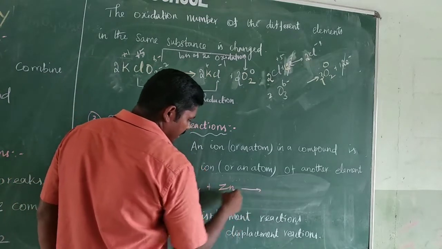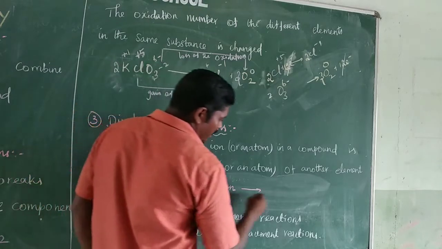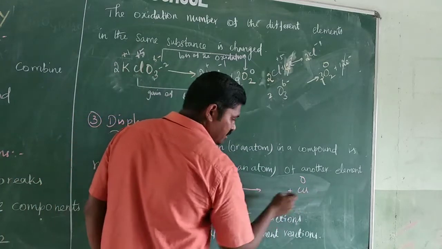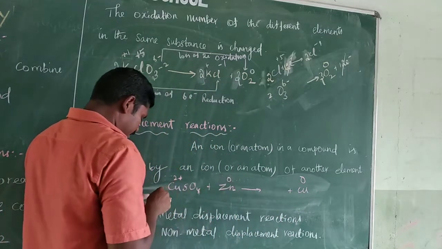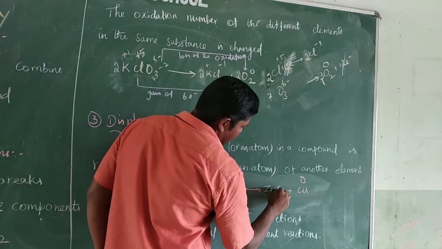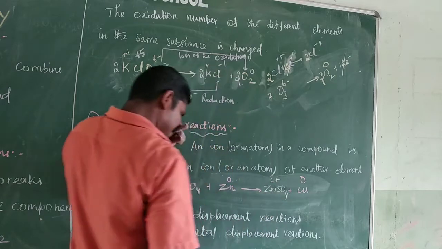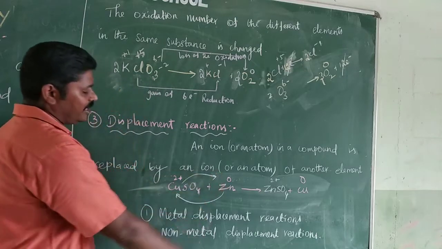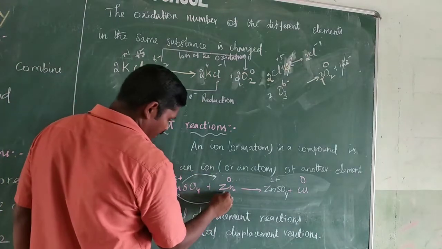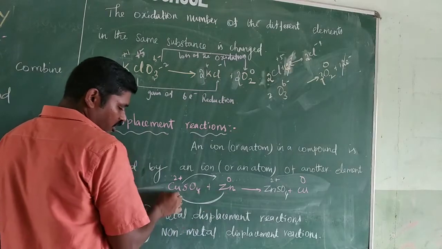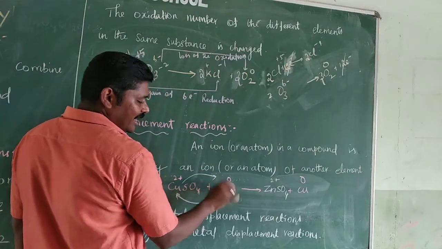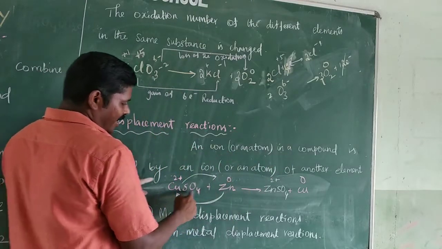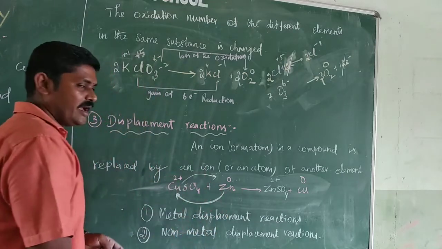So the zinc replaced the copper 2 plus ion to copper 0. Copper 2 plus to copper 0. Zinc 0 is converted into zinc sulfate 2 plus. The displacement reaction. When the more reactive zinc comes in, the copper metal is released outside. So an ion or atom in a compound is replaced by an ion or atom of another element.